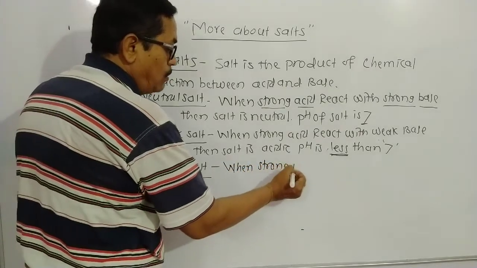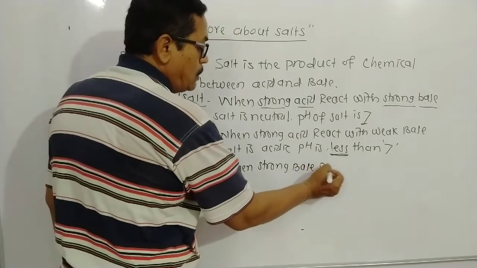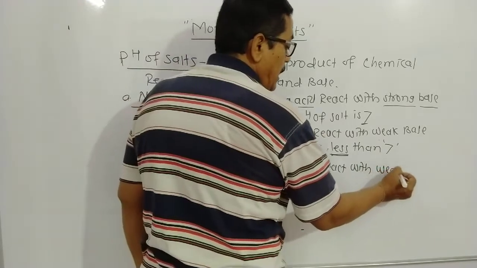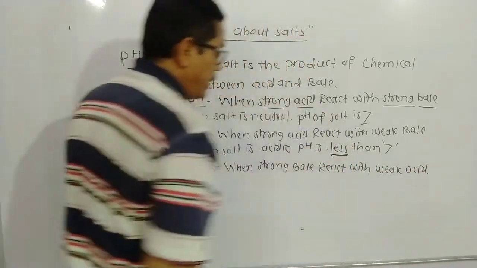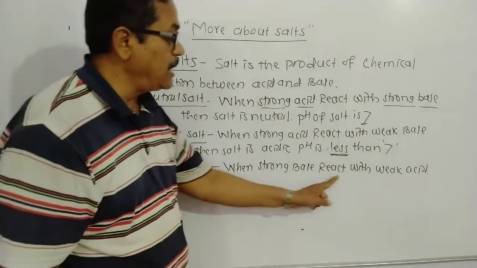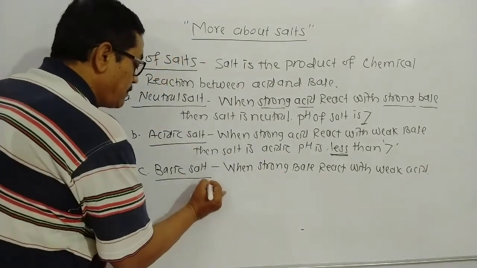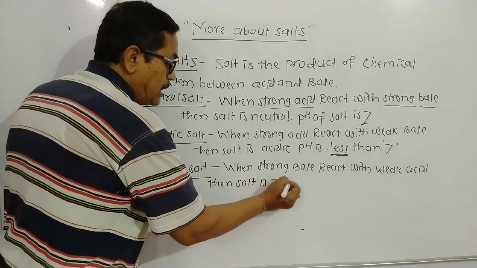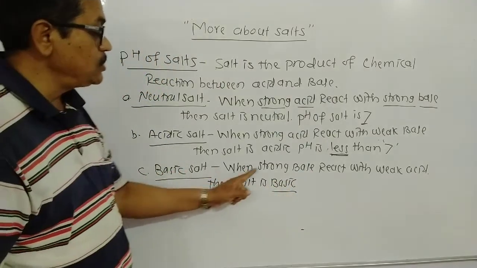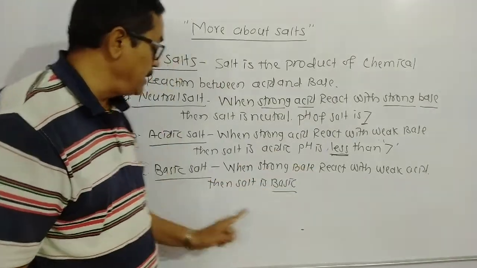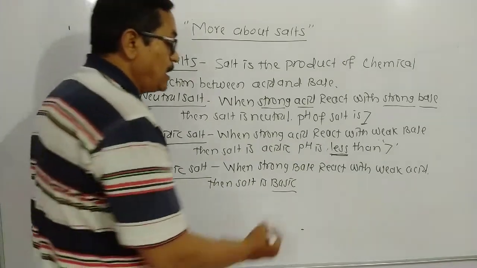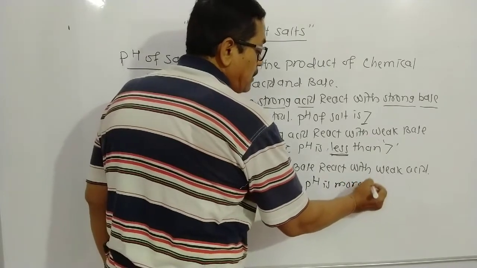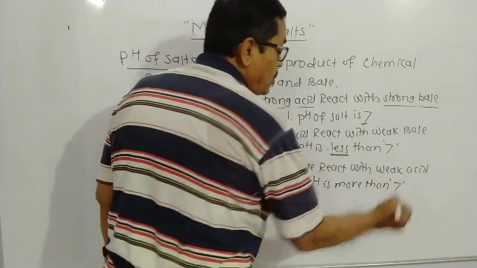When a strong base reacts with a weak acid, then the salt is basic, and the pH of the salt is more than 7.